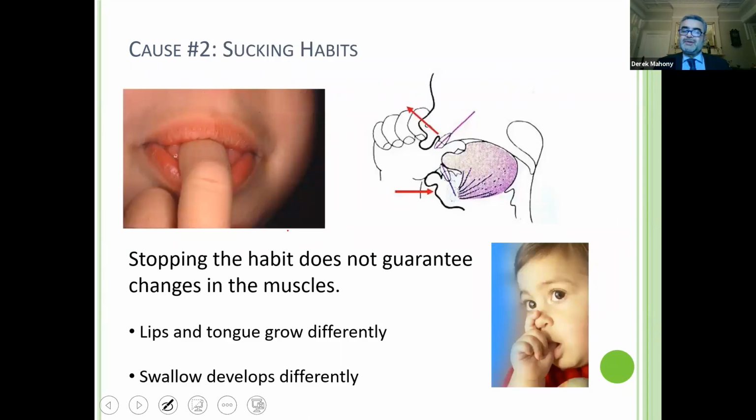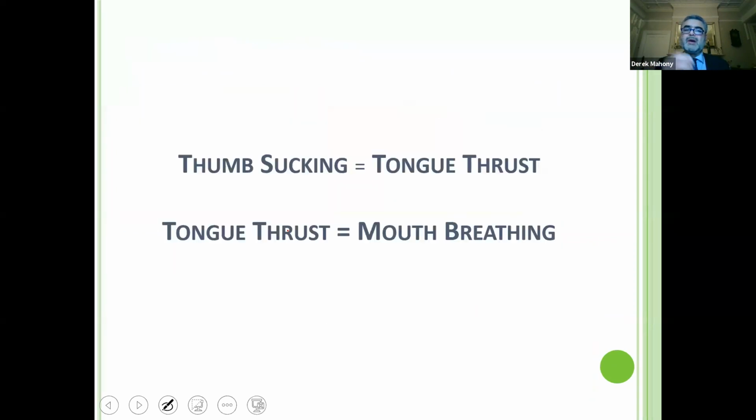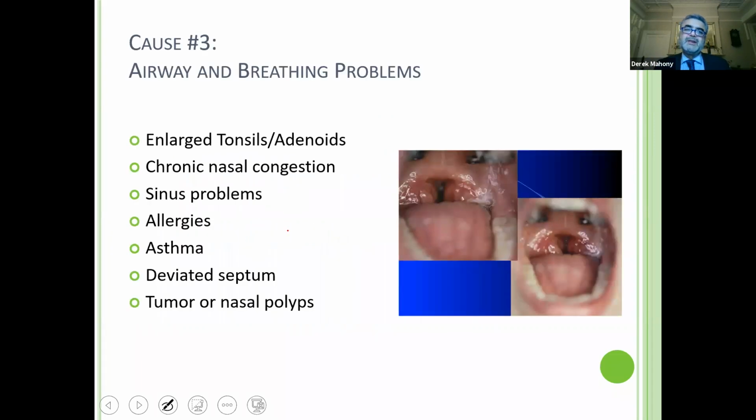Then you have sucking habits, very common in kids, whether it's the finger or the thumb. And remember, if you break the habit, just like if you clear the airway by removing the adenoids and tonsils, that doesn't guarantee that you're going to change the way those muscles are behaving, right? So you need to change that swallowing pattern. That's what myofunctional therapy is about. So remember, thumb sucking is definitely going to lead to a tongue thrust, and a tongue thrust leads to the open mouth posture. So all of them are really interconnected.